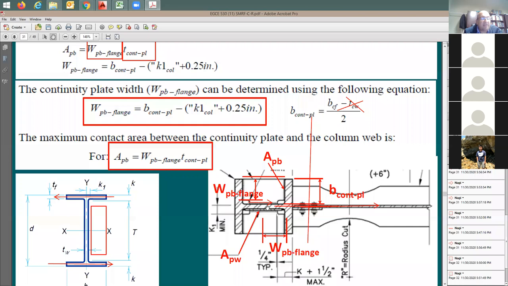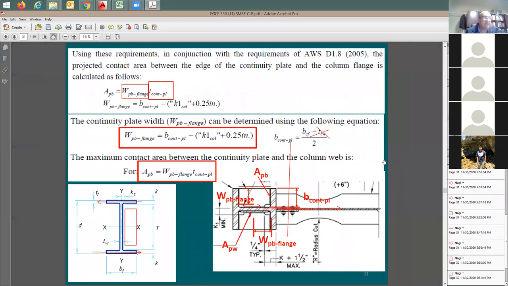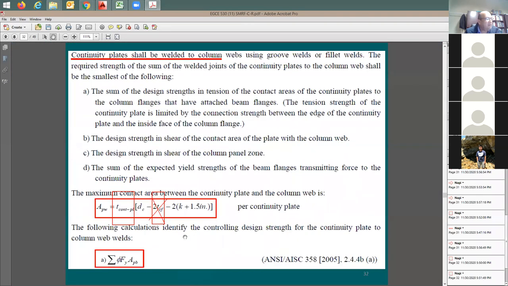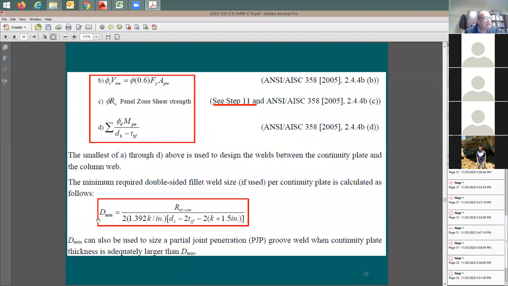So you're going to be taking the smallest value of all of them, which means taking this force, the tension strength of the plate, or the shear strength of the plate, or the bend zone shear strength, and then designing the weld thickness here. Look at the equation for the weld thickness. It says D minimum.